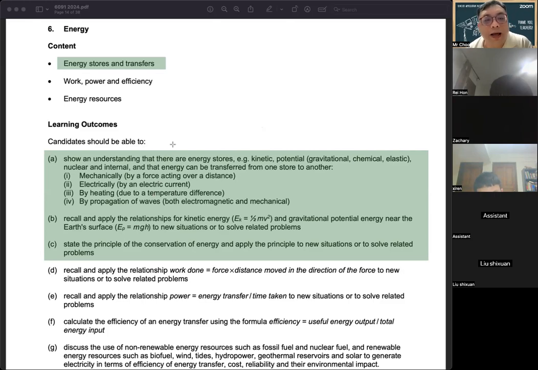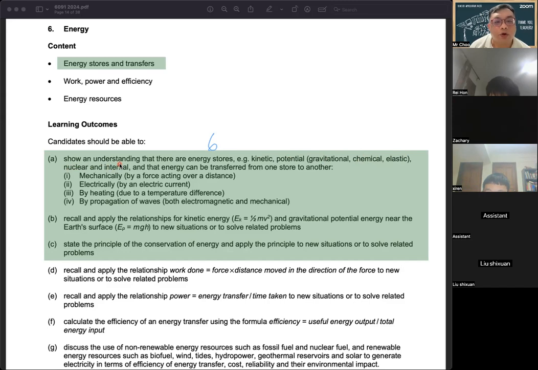there are 6 types of energy store. They are the energy in the kinetic store, energy in the gravitational potential store, energy in the chemical potential store, energy in the elastic potential store, energy in the nuclear store, and energy in the internal store. These are the 6 types of energy store that you all need to know.